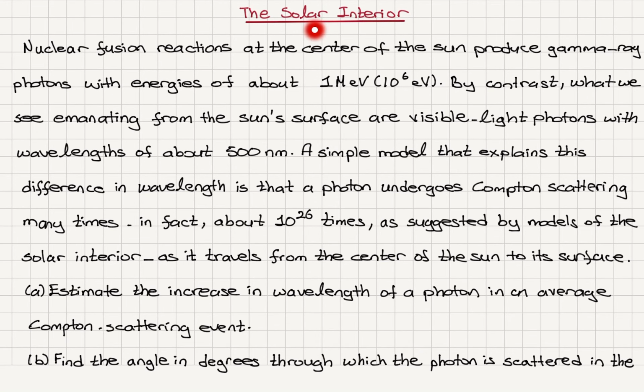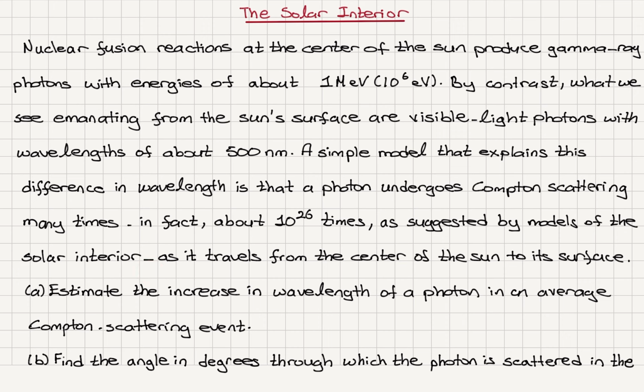The solar interior. Nuclear fusion reactions at the center of the Sun produce gamma-ray photons with energies of about 1 megaelectronvolts, 10^6 electron volts. By contrast, what we see emanating from the Sun's surface are visible light photons with wavelengths of about 500 nanometers. A simple model that explains this difference in wavelength is that a photon undergoes Compton scattering many times. In fact, about 10^26 times as suggested by models of the solar interior as it travels from the center of the Sun to its surface.